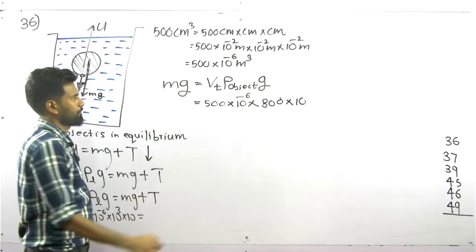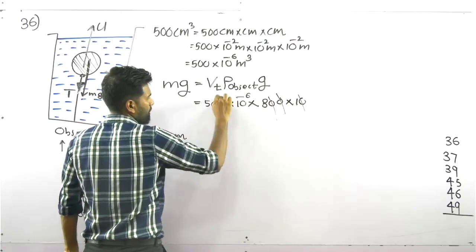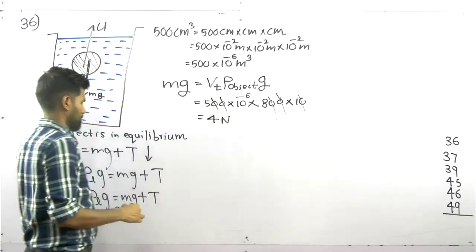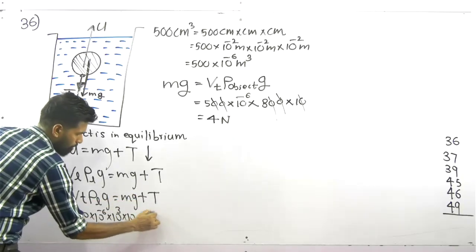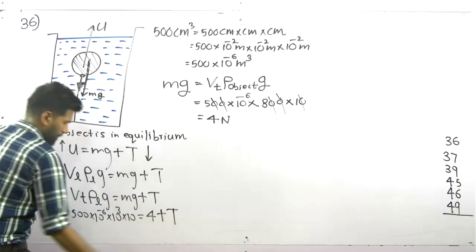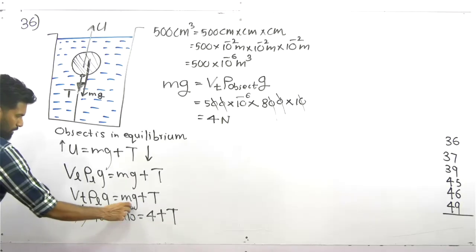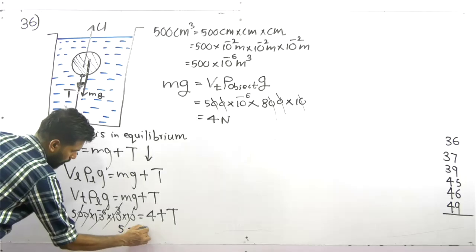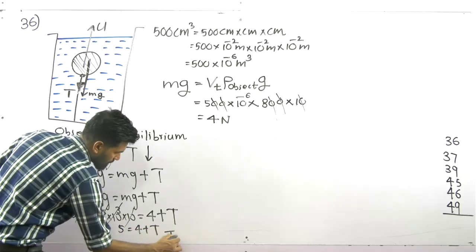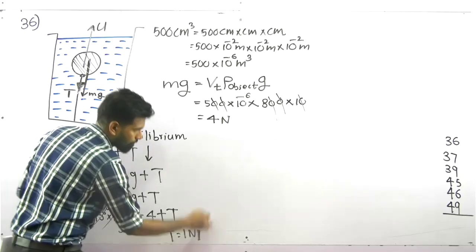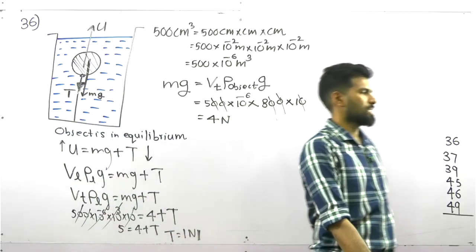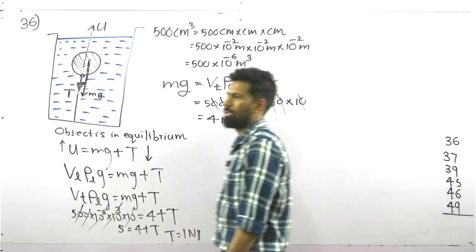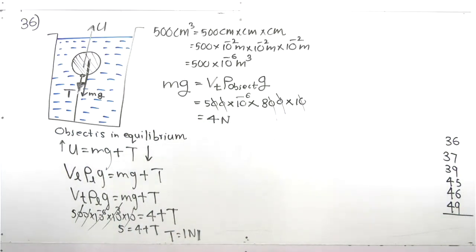Object weight is 4 newtons. So here upthrust 5 is equal to mg, which is 4, plus T. 5 is equal to 4 plus T. Tension is equal to 1 newton. If the situation is this, tension is equal to 1 newton.